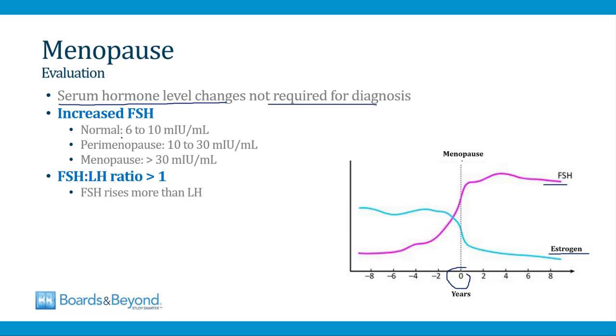So a normal FSH is 6 to 10. In women who are perimenopausal, it can be 10 to 30, and in women who have entered menopause, it gets above 30 and often above 40. Also in menopause, the FSH to LH ratio is usually greater than 1. This is because FSH and LH both rise, but FSH rises more, and that makes the ratio higher than 1.